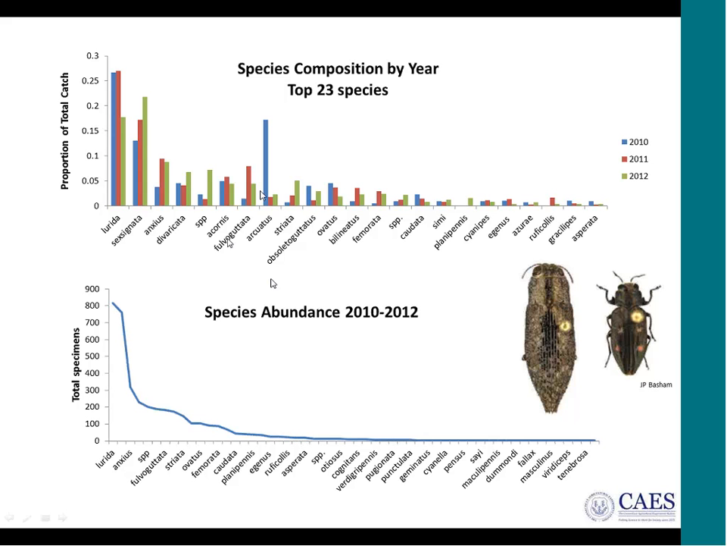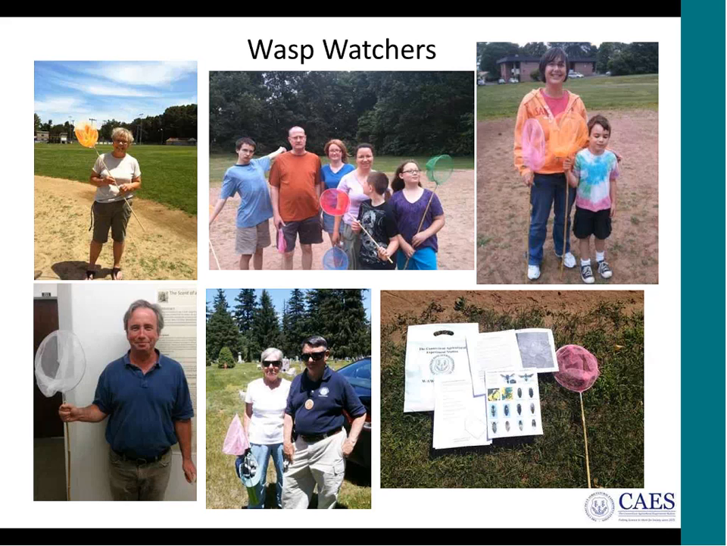But this is, again, data from Connecticut from 2010 to 2012. These two here are the ones we get most commonly, Buprestis lineata and Chrysobothris sexsignata. They're both deadwood feeders, so we get a lot of those every year. Overall, we've gotten about 55 different species of Buprestidae in Connecticut. So we have a lot of colonies.